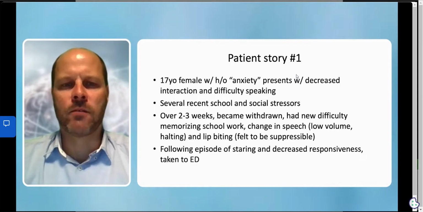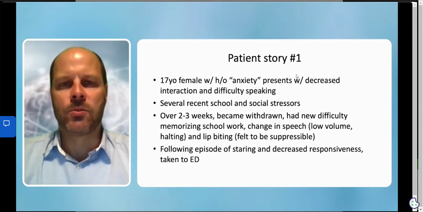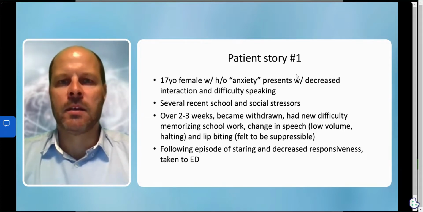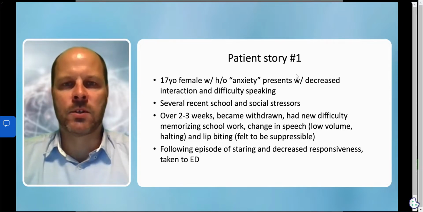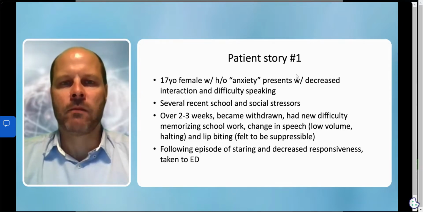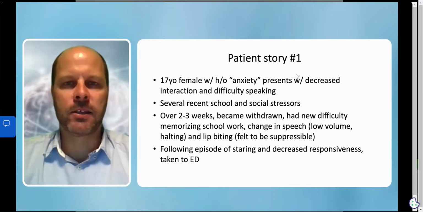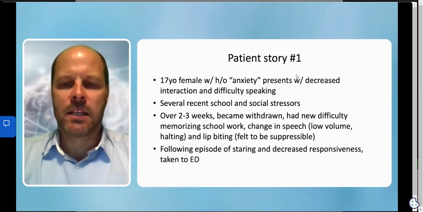Over the course of 2 to 3 weeks, the patient became withdrawn, had new difficulty memorizing schoolwork, had a change in speech, which became low volume and was described as halting, and then had intermittent biting of her lip, which the examiner felt was suppressible. Following an episode of staring and decreased responsiveness, the family brought her to the emergency room.